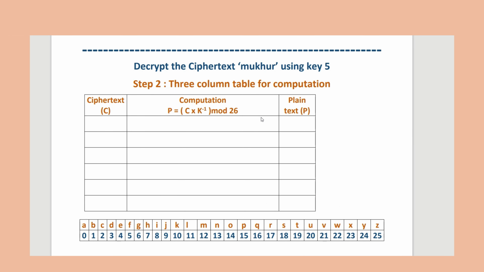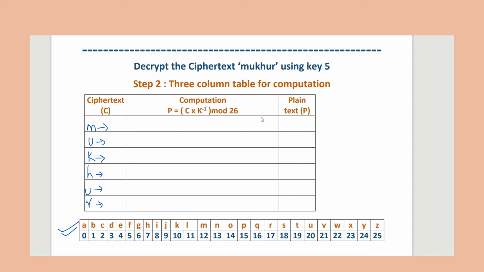Let us now see the second step. So in the first step we found out the modulo multiplicative inverse of the key. In the second step we create a 3-column table. In the first column we'll note down the ciphertext and its corresponding numbers, which then can be processed by the decryption algorithm. So what is your ciphertext here? It is MUKHUR.